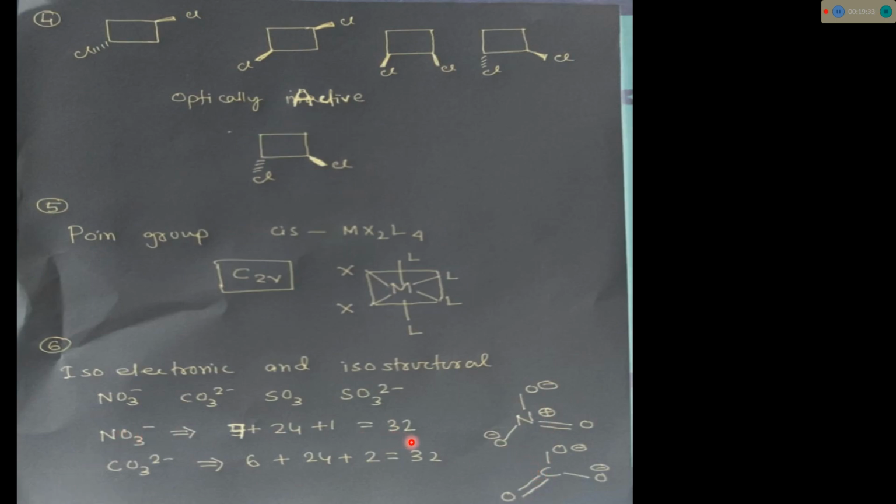So nitrate and carbonate have similar structure and are isoelectronic, meaning they have the same number of electrons. This is also a simple and easy question. This type of question, regarding the structure of species, is normally asked at least once, in NET or GATE also. So let's move to the next question.